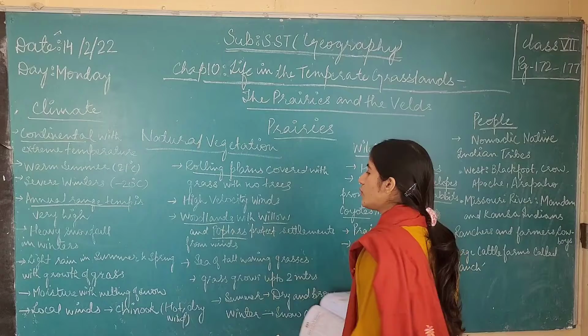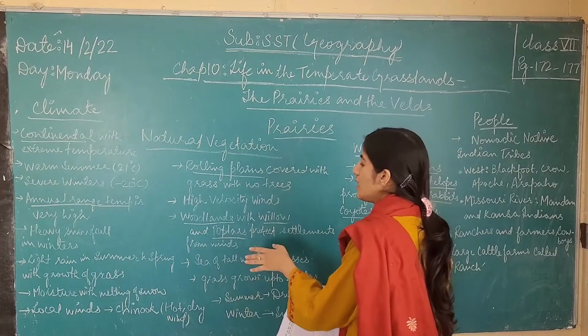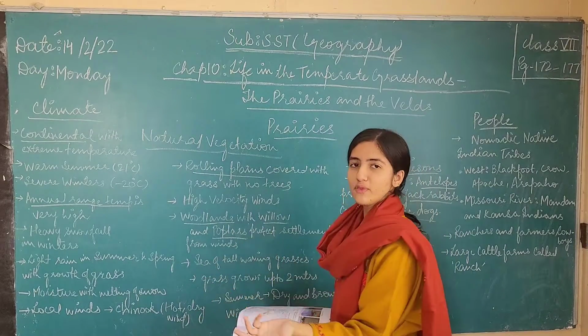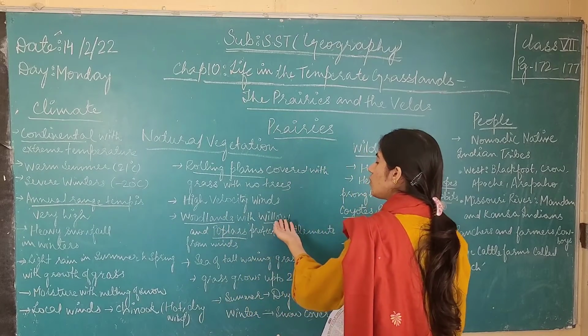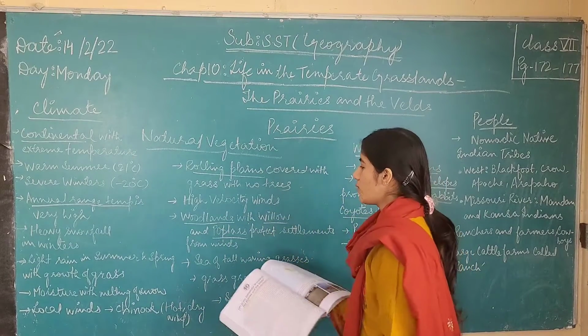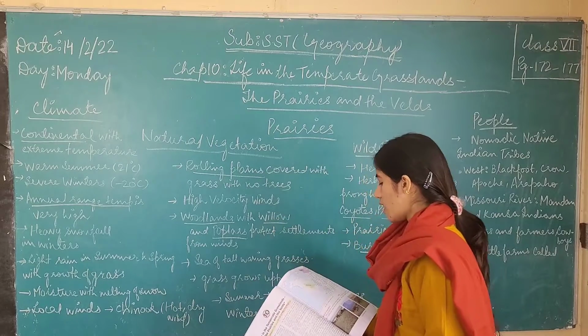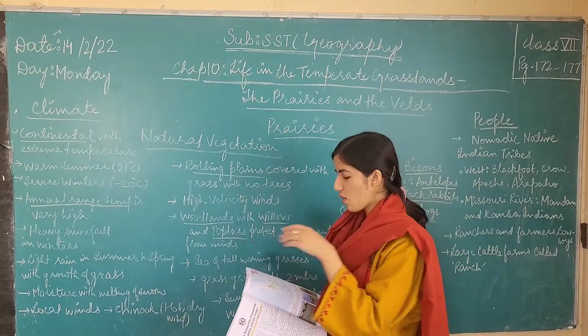So what is the meaning of woodlands? Woodlands means the land with a lot of trees. A land with a lot of trees is called by the name woodlands, and these woodlands have the type of trees known by the name willow and poplars. And what type of tree is a willow tree? A willow tree is a tree with long and thin branches.